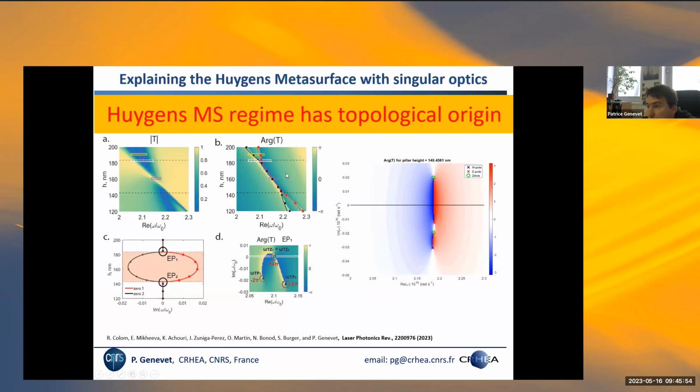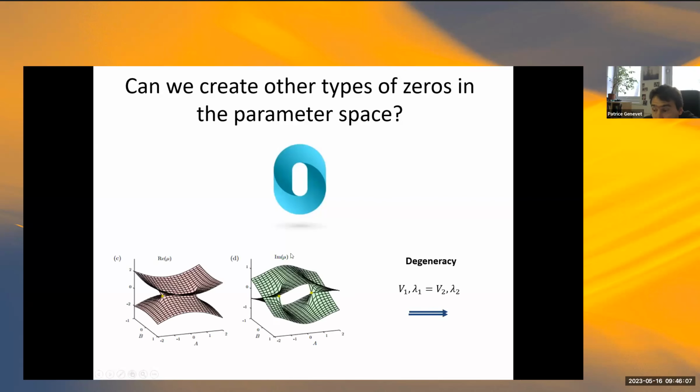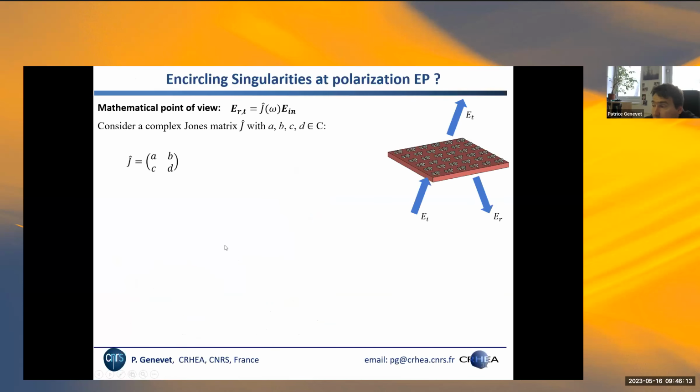You know, this is essentially what is shown here. You get a 2 pi phase, but with unity transmission efficiency. Okay, so we understand that we need zeros. Can we create other zeros in the parameter space for designing a metasurface? Yes, one way to do it is to use degeneracy. Degeneracy is one of these singular points that I mentioned before. How can we do it?